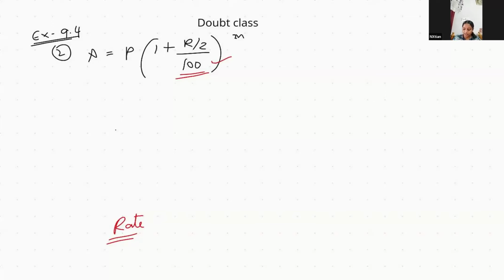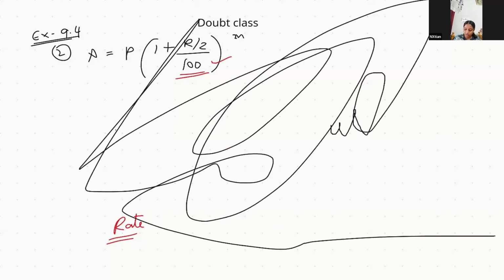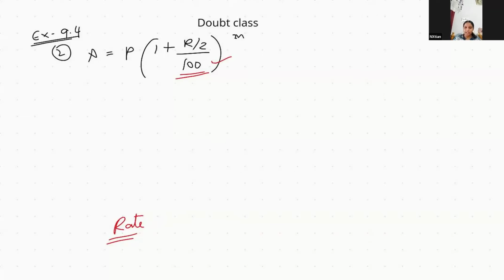Please don't write on the screen. Check whose pen is doing it. Not mine.